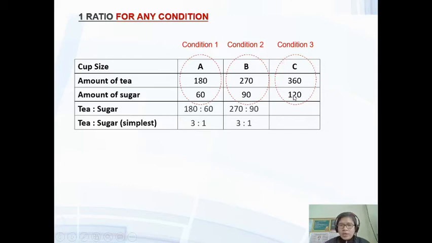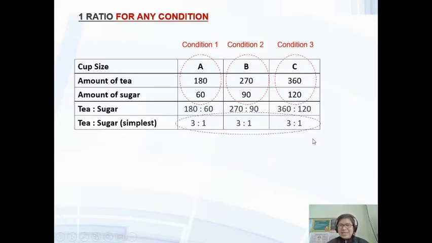Okay, the ratio between the tea and the sugar in cup C is 360 to 120, and then we can simplify each of this amount. We divide by 120, so we get 3 to 1. Okay, so what can we say about the amount of tea and amount of sugar in each cup, in each condition? Yes, as you can see, the ratio is always the same, 3 to 1.